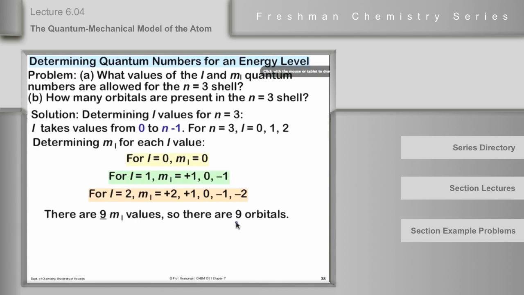I forgot to give you the hint, or the tip. The total number of orbitals in a given shell is n squared. In this case, 3 squared is 9. So if you want a quick way to calculate the number of orbitals to check yourself or to answer a question, n squared will do it. Number of orbitals in a shell. Questions on that? Okay, good.